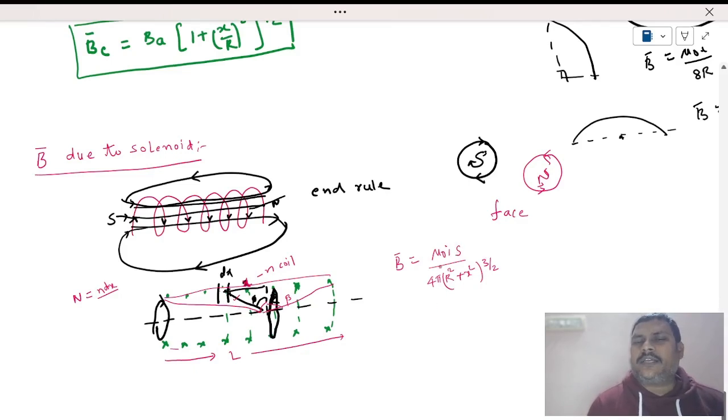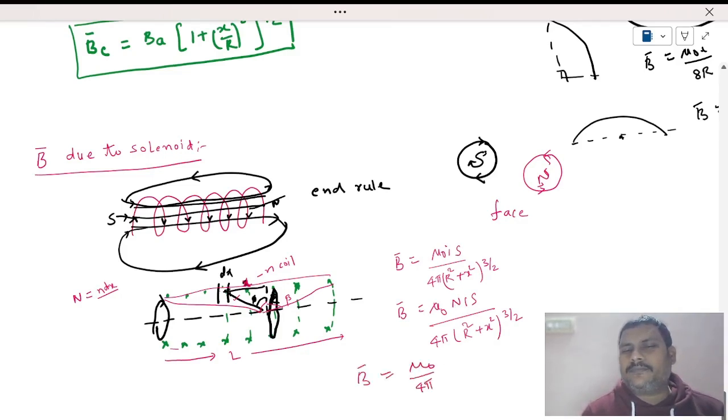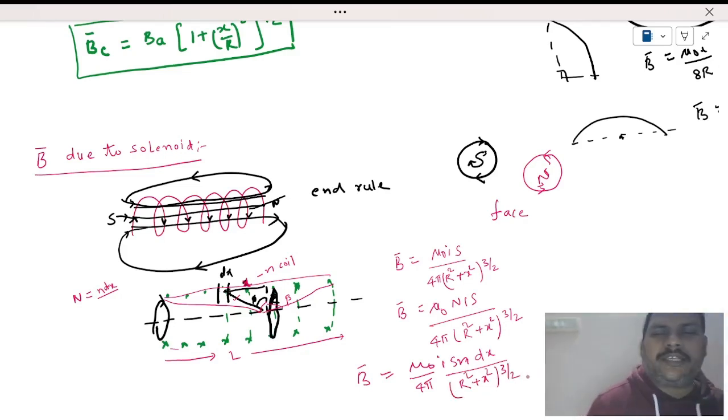Here only one coil is there, so this is the formula. If there are n coils, B is equal to mu naught N I S by 4 pi into (r square plus x square) whole power 3 by 2. Here N is equal to n dx. Therefore, for n dx coils, B is mu naught by 4 pi, n dx, I into S, the area of the coil, by (r square plus x square) whole power 3 by 2. Now I am deriving this. Actually this is the dB formula.